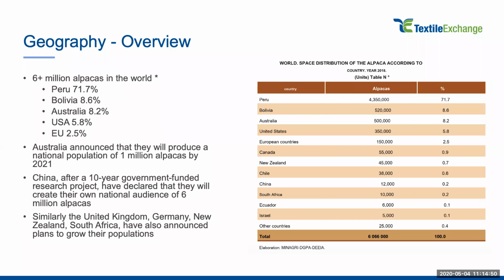So this number is from the Census of Agriculture that took place in Peru back in 2012. It's the most recent large-scale survey that's taken place, so the numbers are most likely higher than this currently, but going with this number, the distribution would be 71.7% in Peru, which is the vast majority, and then some living in Bolivia and Australia, and then the US and the EU. And listed below are just a couple of countries that have recognized the potential that this industry has and have made some public announcements about efforts to grow their populations of alpaca, including Australia and China and UK, Germany, New Zealand, and South Africa.